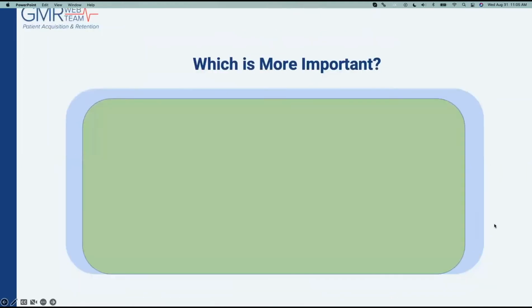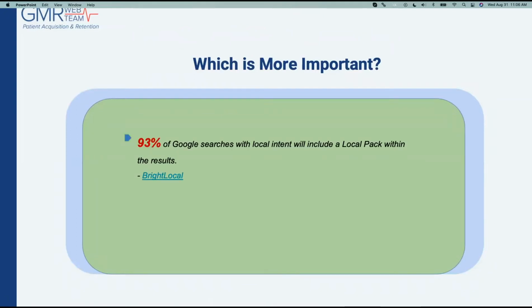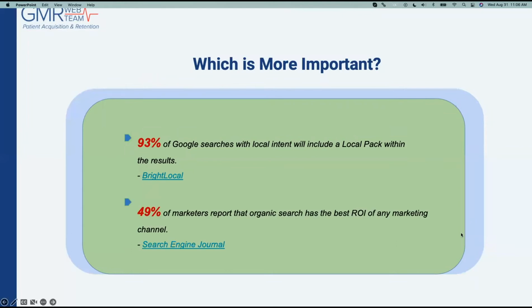And then the next question you might have is, which is more important? Well, the answer is both. According to BrightLocal research, 93% of Google searches with local intent will include a local pack ranking within the results. So this means local pack definitely matters for local business owners, and this includes the practice located in your neighborhood, right? And then you can see here, a lot of marketers report that organic search ranking has the best ROI. And I definitely agree with this. So if you're constantly ranking number one for organic search, you're constantly, every single day, driving more traffic and attention to your practice. So it's best to have strategies for both, right? So that's really critical for us.